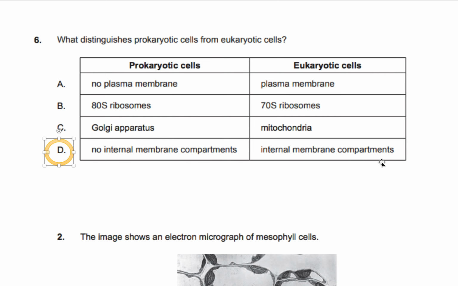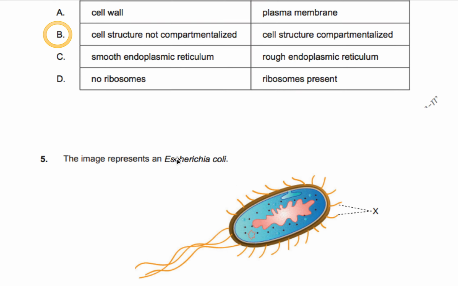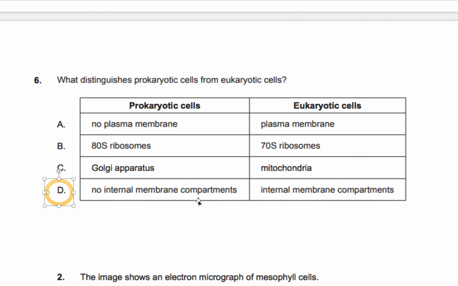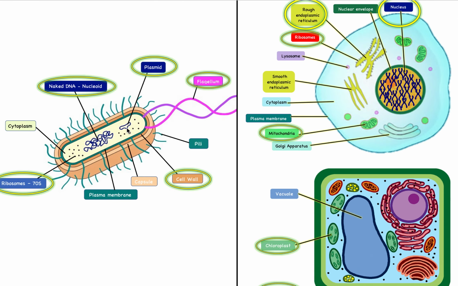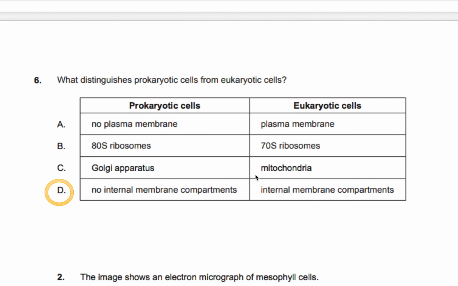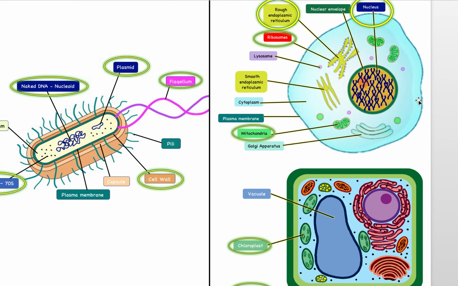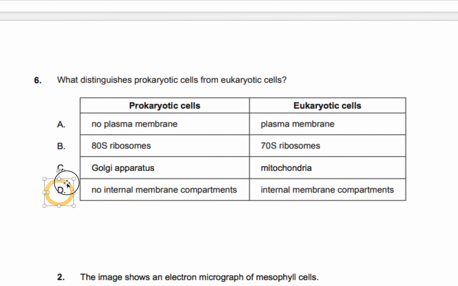Doesn't this sound exactly like the question we just did? This is another fancy way of saying no compartmentalization, which is what we literally just saw, okay? And we know prokaryotic cells are not compartmentalized. Everything is just blobbed in the cell. And we know eukaryotic cells do have internal membrane compartments. The cell is organized into different organelles with different walls and compartments. Okay, so this one's pretty straightforward, just like the other one.